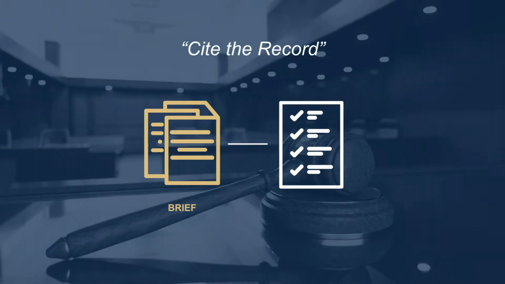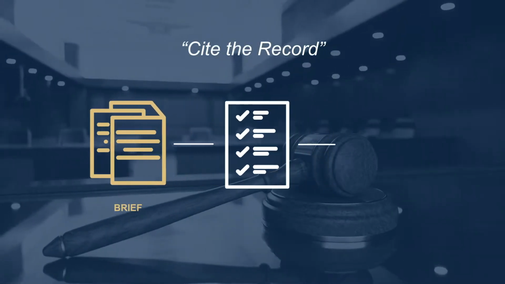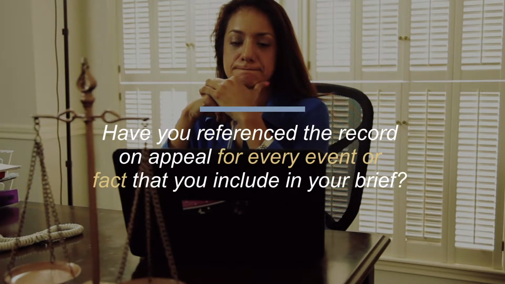So let's look at them one by one. Your brief needs to cite the record. That means you need to support what you say happened by referring to the record of your case. Have you referenced the record on appeal for every event or fact that you include in your brief?